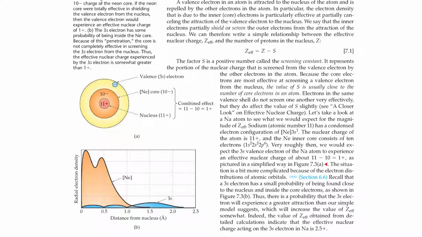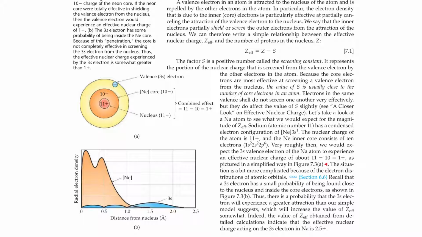We can therefore write a simple relationship between the effective nuclear charge and the number of protons in the nucleus. The factor S is a positive number called the screening constant. It represents a portion of the nuclear charge that's screened from the valence electron by the other electrons in the atom. Because the core electrons are the most effective at screening the valence electron from the nucleus, the value of S is usually close to the number of core electrons in the atom.